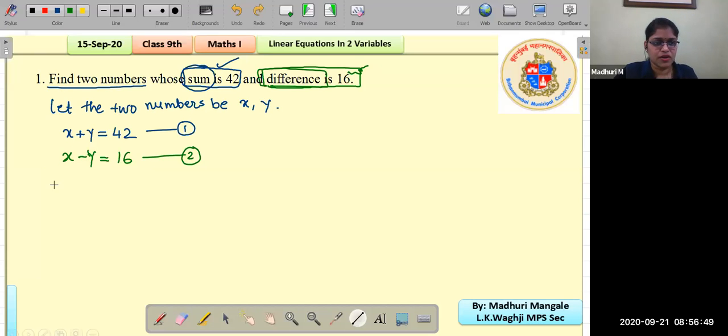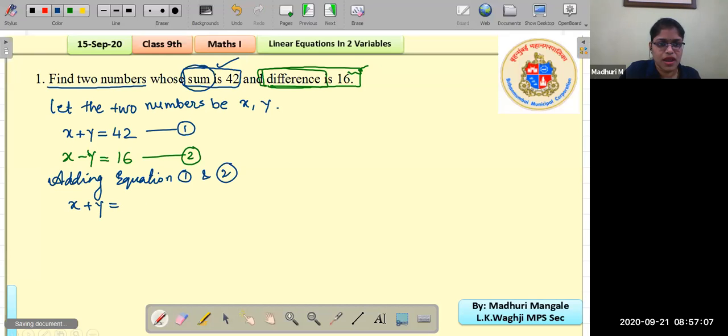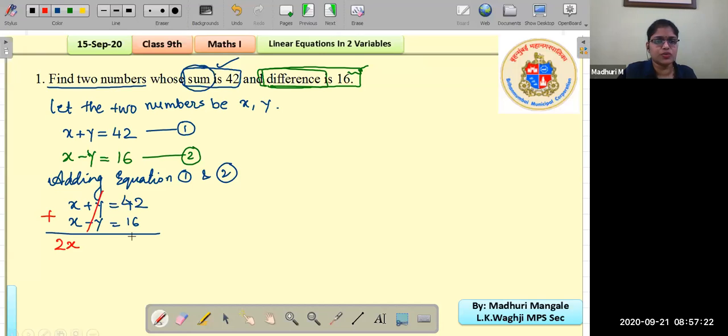So we need to write out this step. What are we doing? We are adding equations 1 and 2. We will write out the equations again. That is x plus y equals 42 and x minus y equals 16. We are going to add them up. So you all can see plus y and minus y will get crossed out. We are left with x plus x, that is 2x, and 42 plus 16, that is equal to 58.